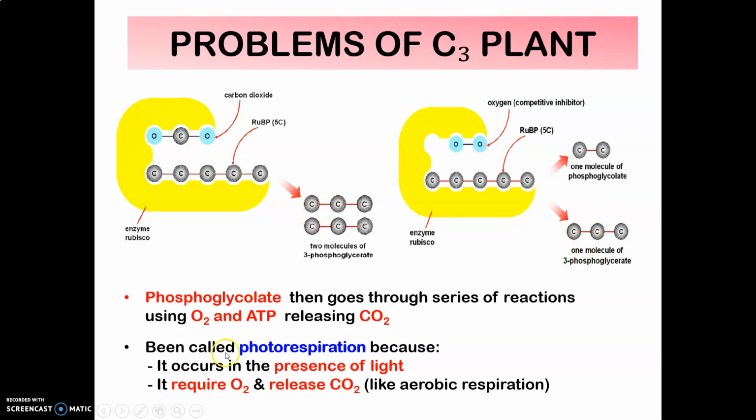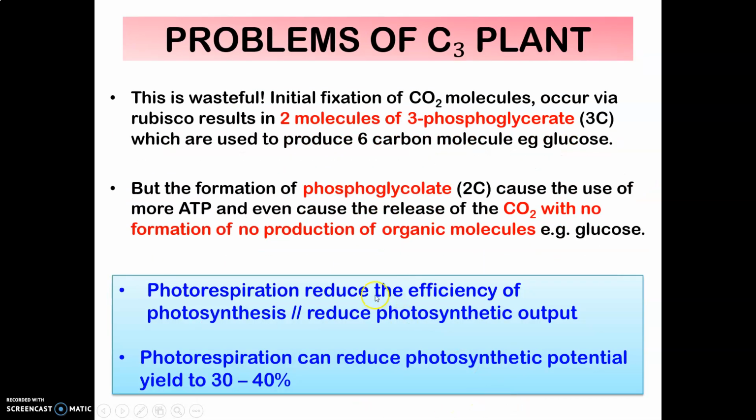Okay? And kenapa dia dipanggil photorespiration? Because it occurs in the presence of light and ia memerlukan oksigen relate to the release of carbon dioxide. Macam aerobic respiration. Alright? Then this is wasteful because initial fixation of carbon dioxide molecule occur via rubisco akan result in 2 molecules of 3-phosphoglycerate which are used to produce 6 carbon molecule of glucose.